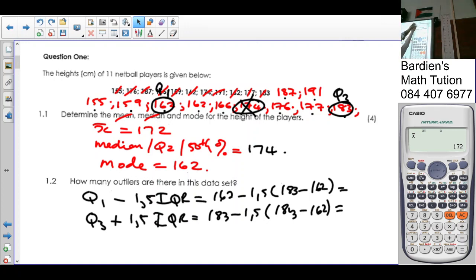This is just now to confirm there's no outliers. So 162 minus 1.5 times 183 minus 162 is 130.5. Is there any number less than 130.5? No. So there's no outliers at the bottom. Can you see that? For the top part, it's going to be 183 plus 1.5 times the interquartile range, which is 214.5.